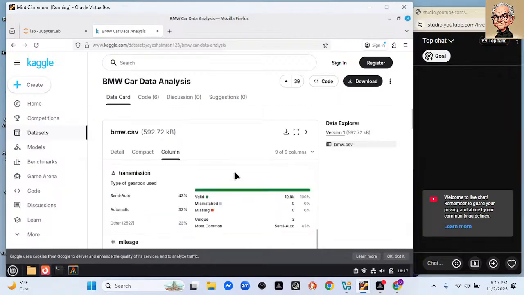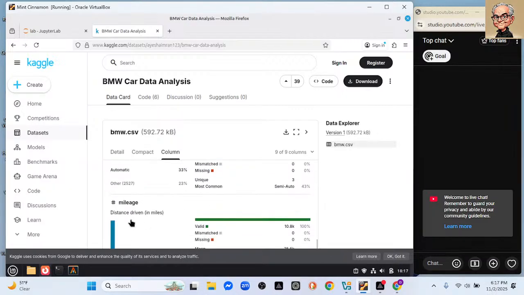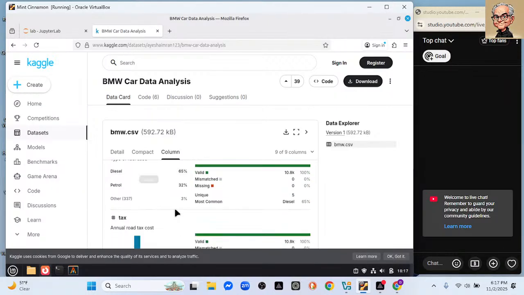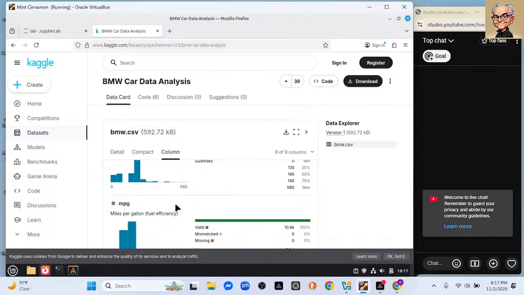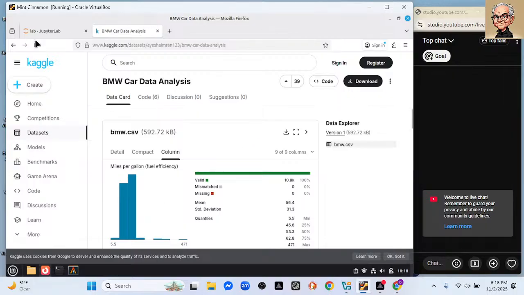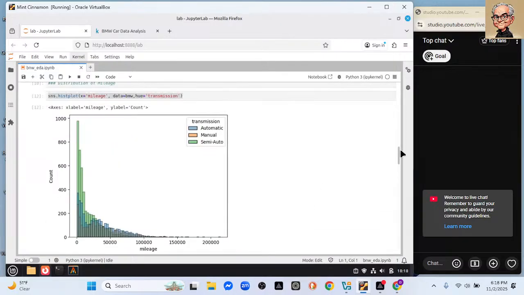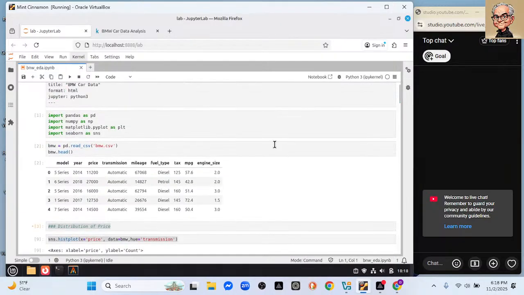Right, price, transmission, distance driven in miles, that's interesting, fuel type, tax. Okay, I find that very hard to believe, but that's correct. But okay, they're saying it's miles per gallon, but this doesn't make any sense, does it? I don't think any cars. Well, you know, unless it's fuel type. Oh no. Okay, so let's take a look at the distribution.